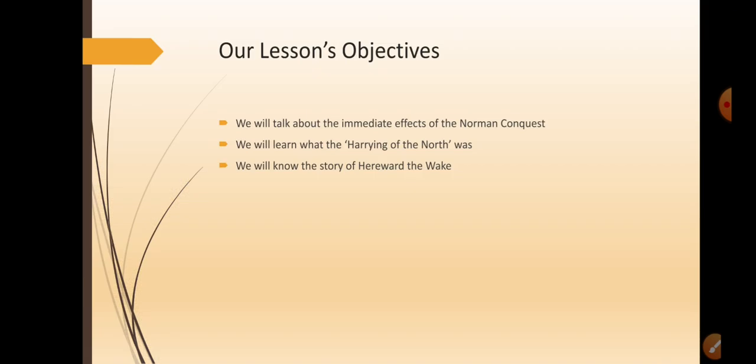Our lesson's objectives will be to talk about the immediate effects of the Norman conquest. We will learn what the harrying of the North was, and we will know the story of Hereward the Wake.